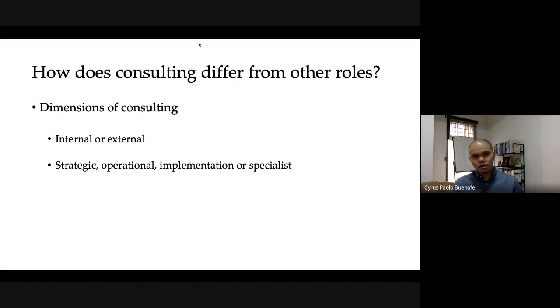And they're all consultants. So even within the consulting profession, as we said earlier, there's a lot of variability. But we can somehow define the variability according to the client. The client can be your own organization, or it can be another organization, or the scope of your expertise. It can be the entire company, or just a specific function of the company, or even a specific process of a company.